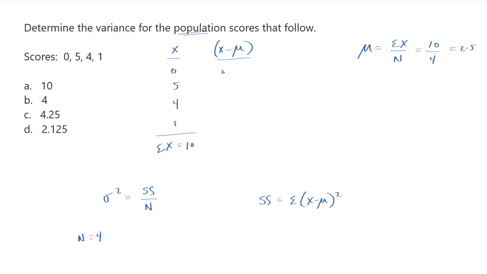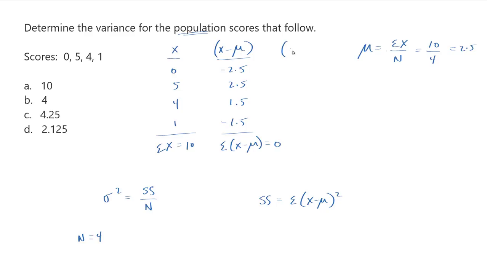So 0 minus 2.5 is negative 2.5. 5 minus 2.5 is positive 2.5. And then I've got 1.5 and then negative 1.5. And if you add these up, you'll find, as they're supposed to, the sum of your deviations, not your squared deviations, but the sum of your deviations comes out to be 0.